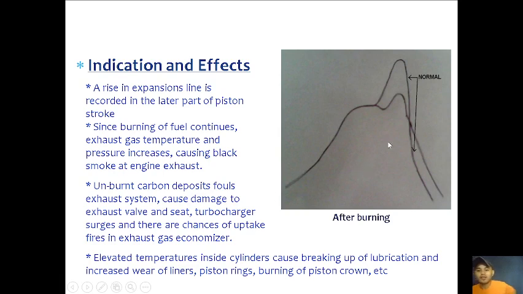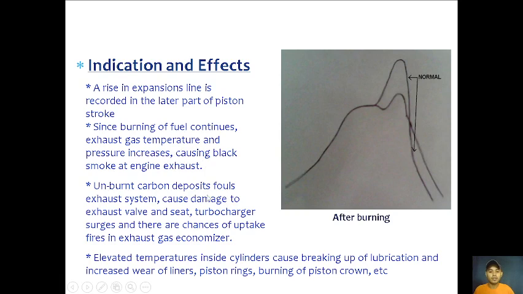Okay, next we have here the after burning. As you can see, after burning, there is a high pressure on the exhaust in the expansion stroke. Indication effects: a rise in expansion line is recorded in the later part of the piston stroke. Since burning of fuel continues, exhaust gas temperature and pressure increases, causing black smoke at engine exhaust.